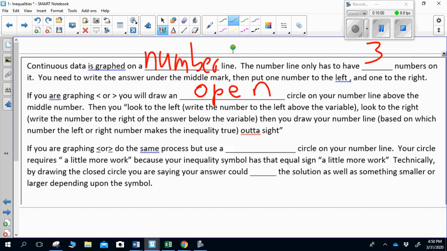Above the middle number. When you look to the left, you write the number to the left above the variable. When you look to the right, you write the number to the right below the variable. Then you draw your number line based on which number to the left or right makes the inequality true. So let's look at what that looks like.